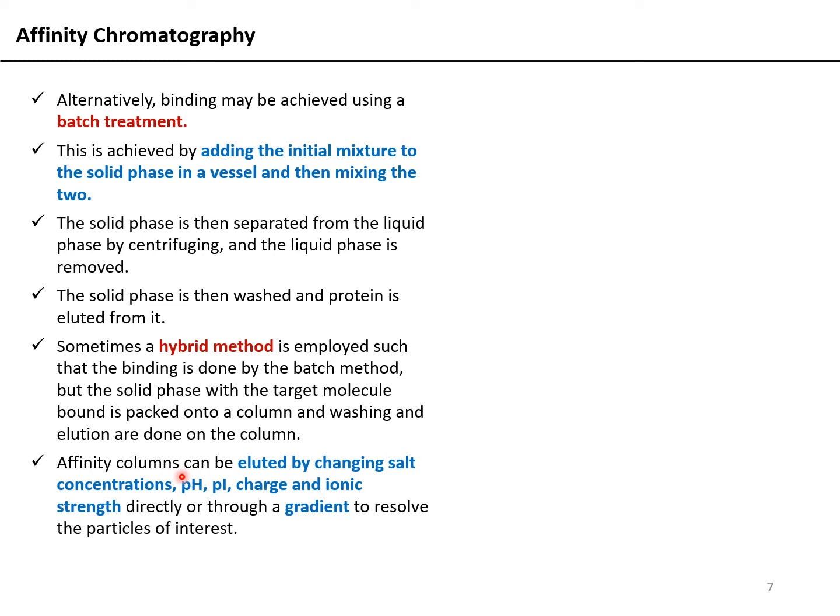So change of pH can also help in disrupting the interaction between the antigen and antibody or the receptor and ligand. You can do it either directly at one concentration, or you can take a gradient, that is a gradually increasing concentration of elution.